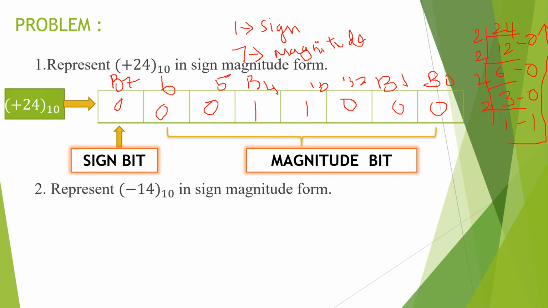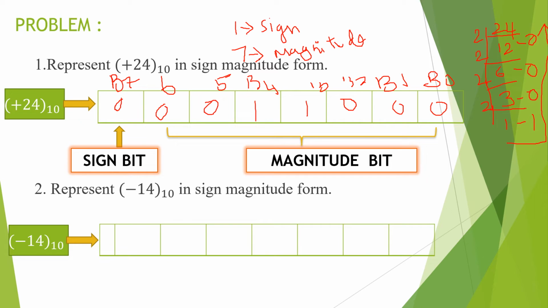The second example will be minus 14. First you have to calculate the binary value for the given number. If you need, I'll show you the manual calculation. 14 divided by 2 is 7, remainder 0. Again divide by 2, 3, remainder 1. Again divide by 2, 1, remainder 1. So your answer will be 1110.